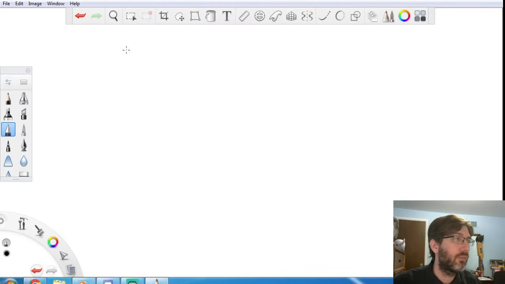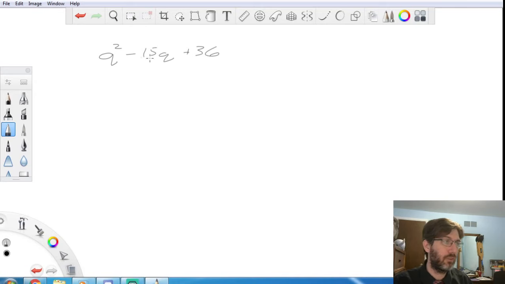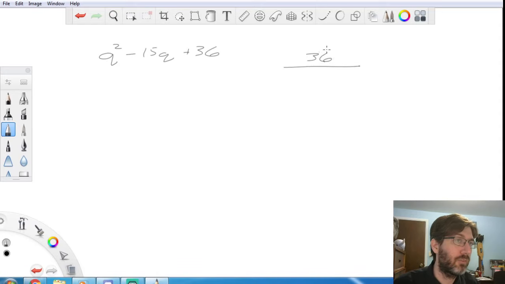Next one, let's look at q squared minus 15q plus 36. Again, 36 is positive, and we have a negative 15 here. So whenever you see that, you're going to want multiplication to be positive, so signs have to be the same. Addition has to be negative, so signs both have to be negative. So we want the negative versions of all these.